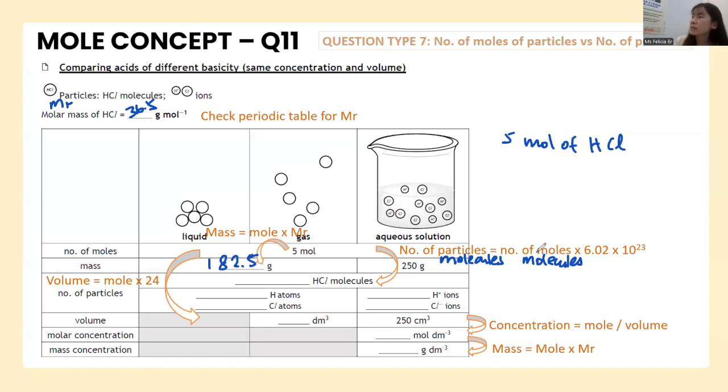Okay, so this time round, what's the number of moles of the molecule? It's 5, right? Then just take 5 times 6.02. Then in the end, you will get the answer of 3.01 times 10 to the power of 24, right? Am I correct? Should be correct, right?